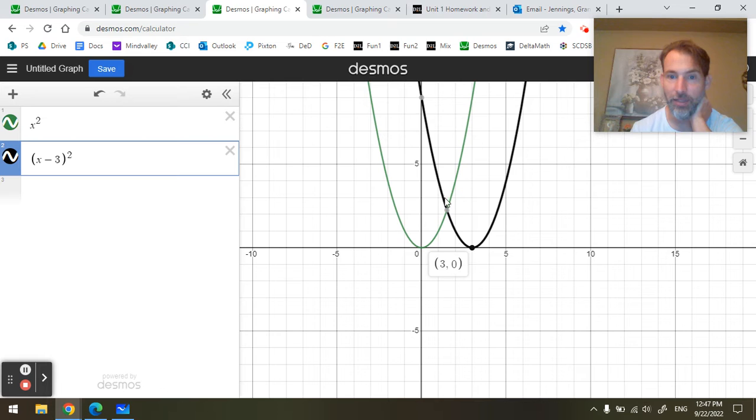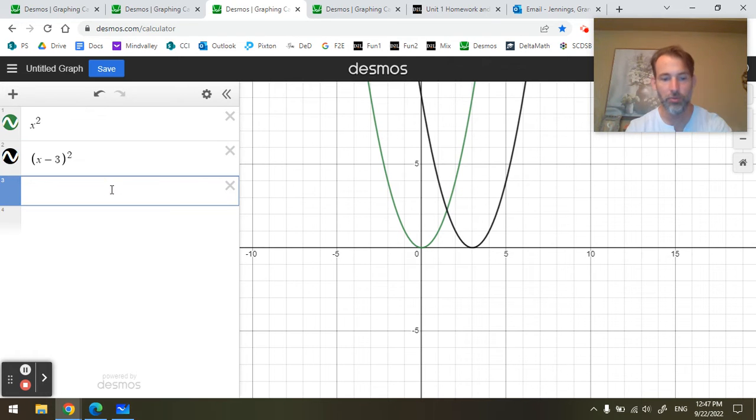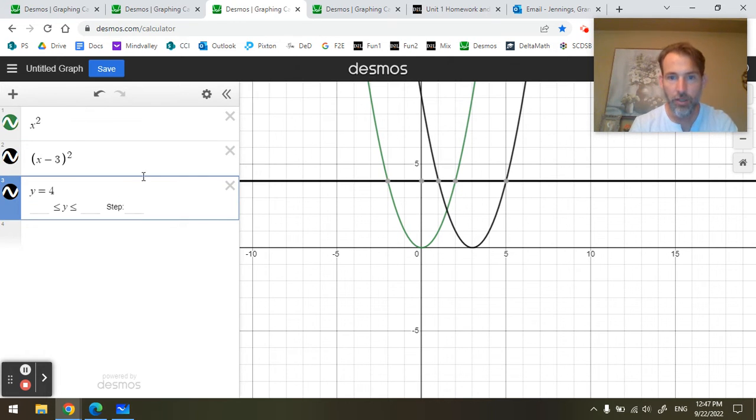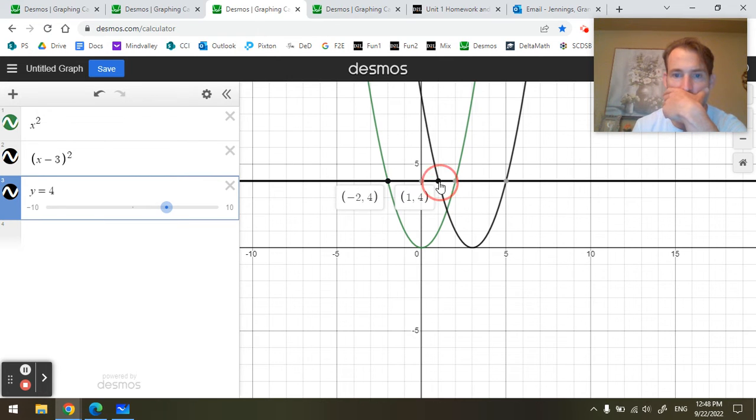So if I look at these points at y is equal to 4. Over here, this point was at negative 2, 4, but over here it's at 1, 4. You see it's moved over by 3. And this point was at 2, 4, and this one over here is at 5, 4, moved over by 3. Every point along the parabola. Nothing changed shape. It only shifted. Okay, so these are horizontal and vertical translations.